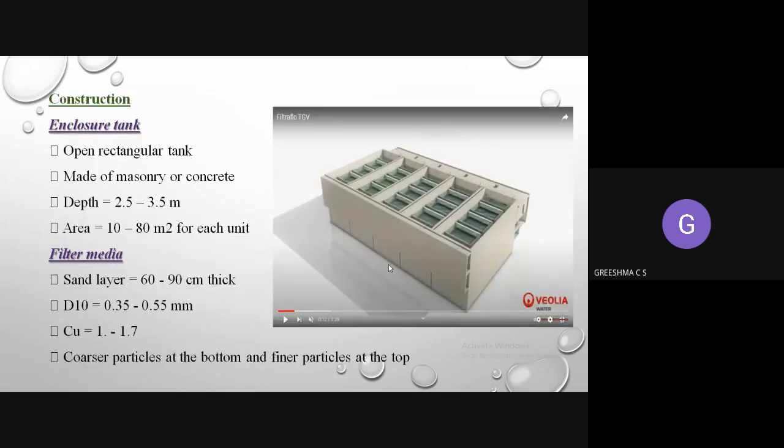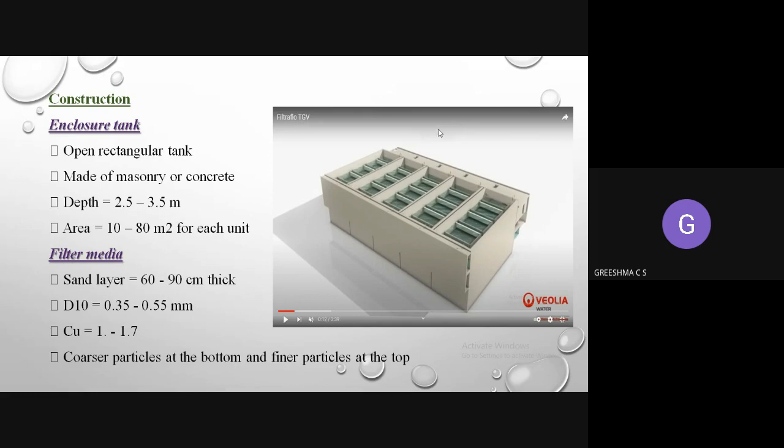You can see this is the construction of the rapid sand filter. It consists of an open rectangular tank, and there will be different units like this. It will be made of either masonry or concrete. The depth, that means the height, will be around 2.5 to 3.5 meters, and the area of each unit will be between 10 to 80 square meters.